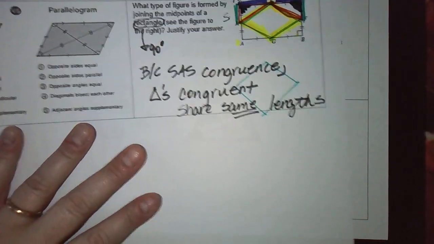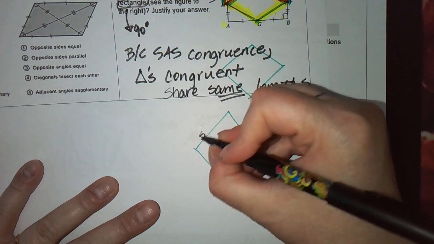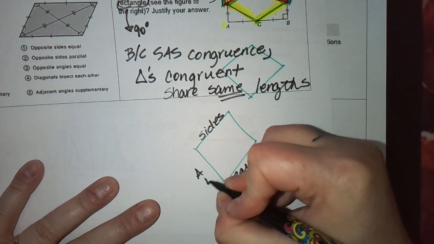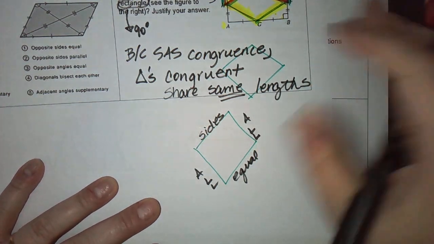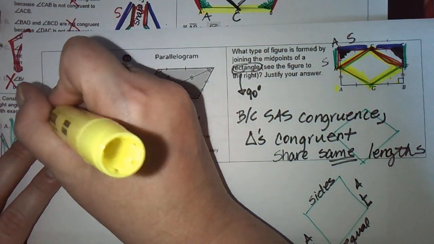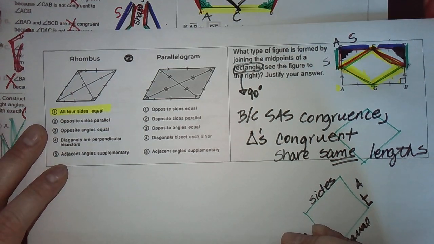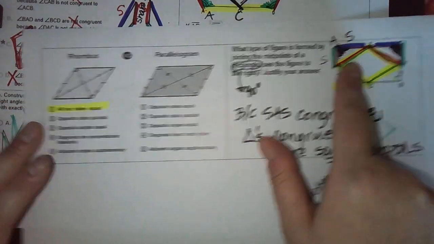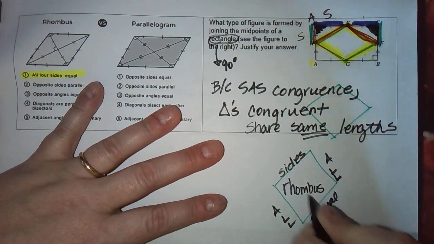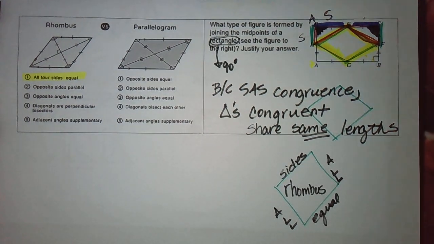So that means we have this shape and all the sides are equal. So, if we look over here on the left, it says that a rhombus has all four sides equal. Yep, it's true. So, this picture became a rhombus. So this little diamond looking thing, since it's equal on all four sides, it's a rhombus. Yay!